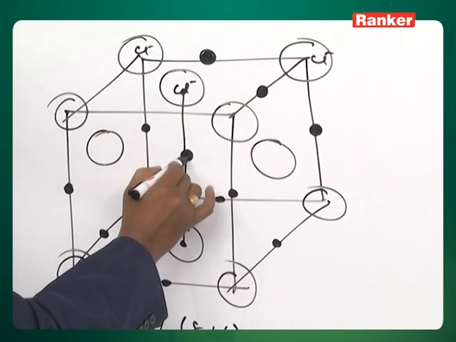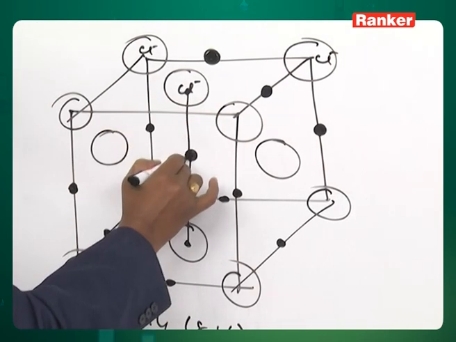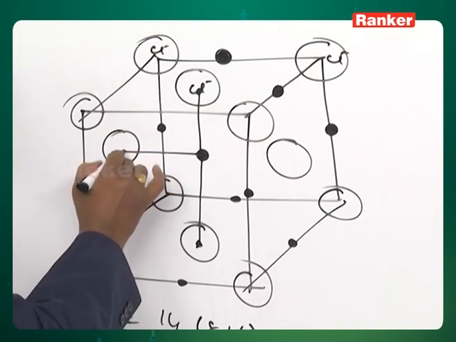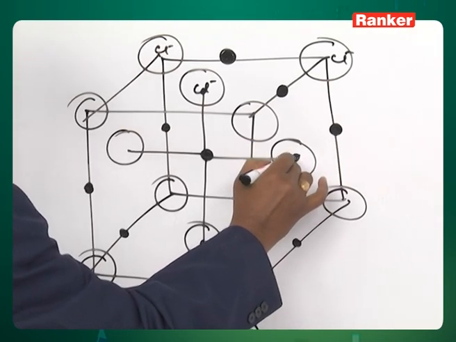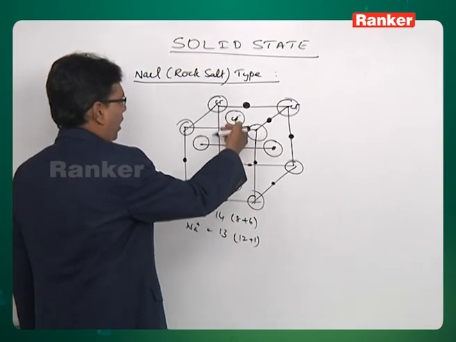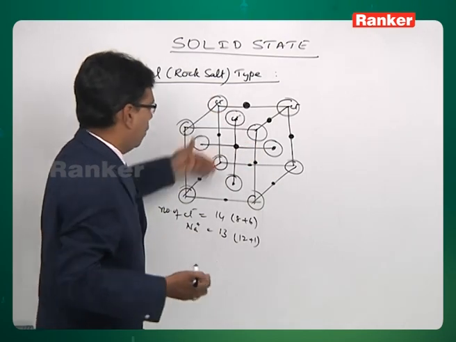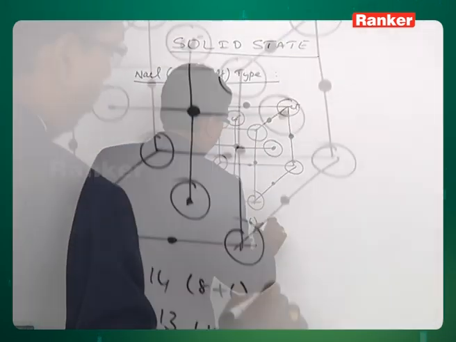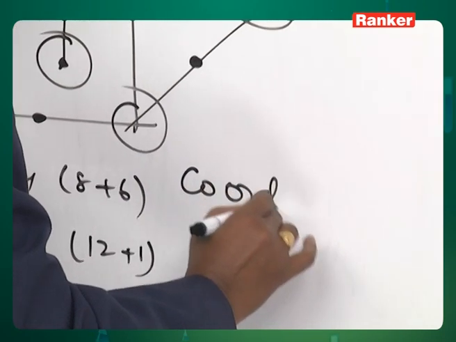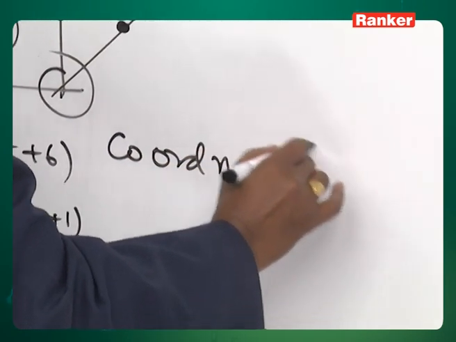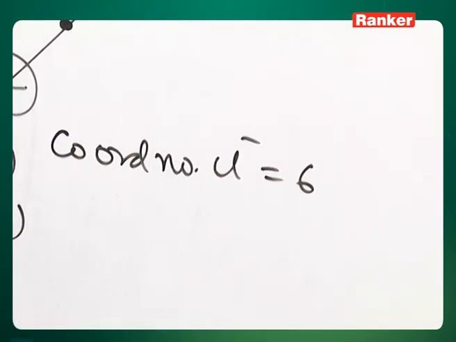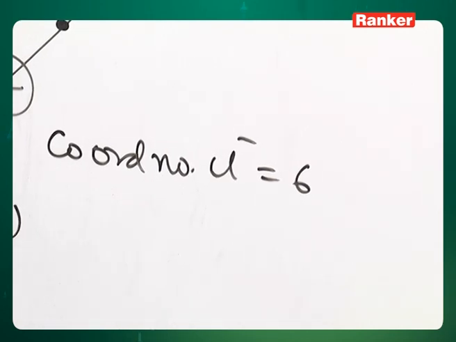So, this sodium ion is in contact with this chloride and this chloride, this chloride, this chloride. So, 4 and 1 chloride ion in the front face and 1 chloride ion in the back face. So, overall the coordination number for the chloride ion is 6.